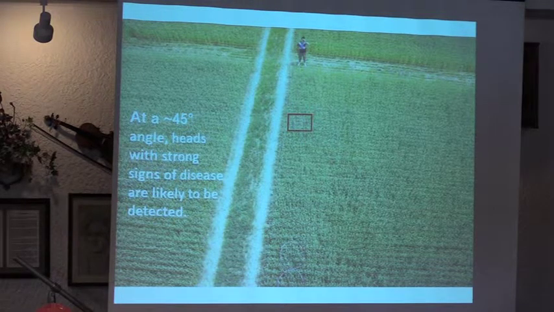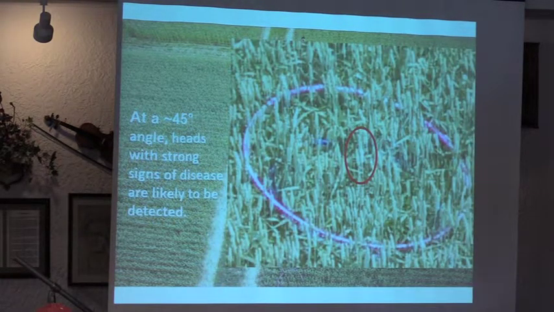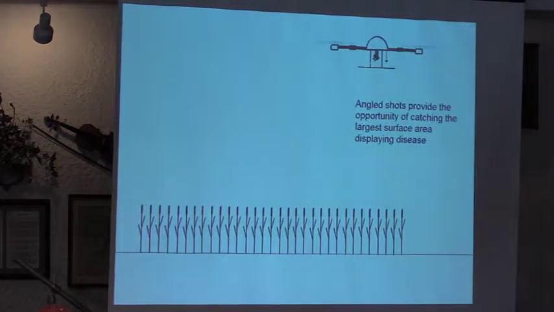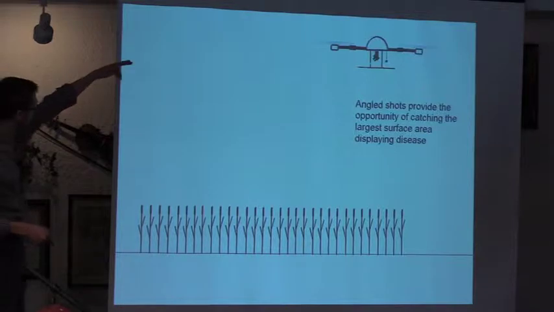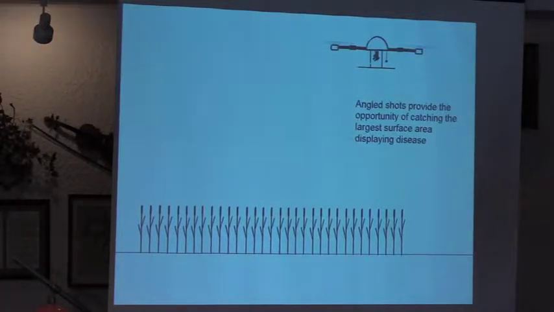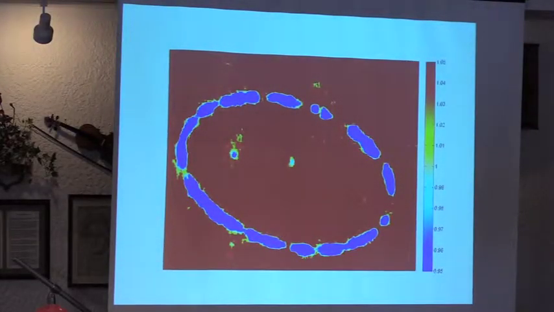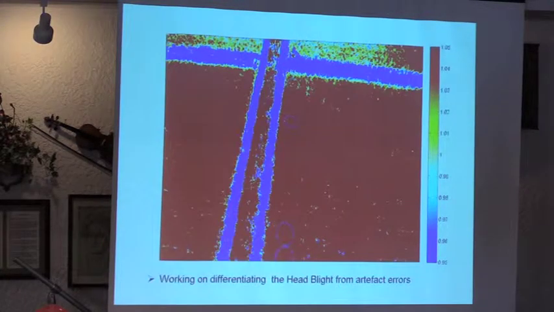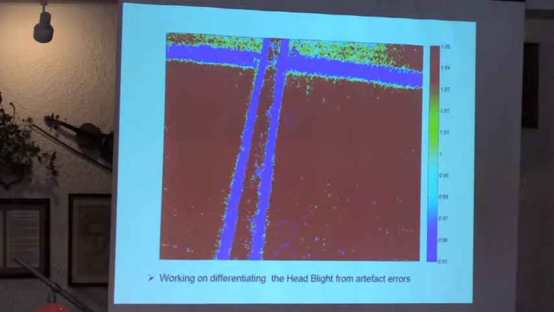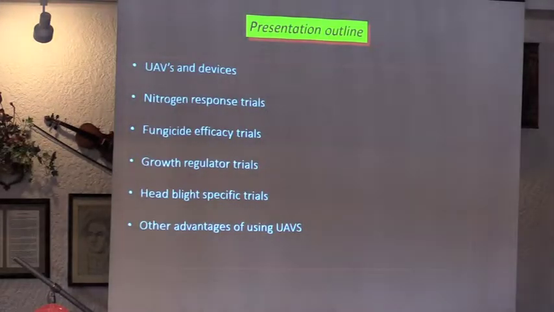However, if you shoot at 45 degrees, we can detect more clearly. And there is something missing in the presentation. There should have been 2 dots showing you that if you shoot at 45 degrees, you can see the head blight because it has a high response on the imagery. If you apply the proper data treatment, here it is. The head blight can be detected. We will now work on differentiating the head blight that is really infected from other artifact errors due to the data treatment.